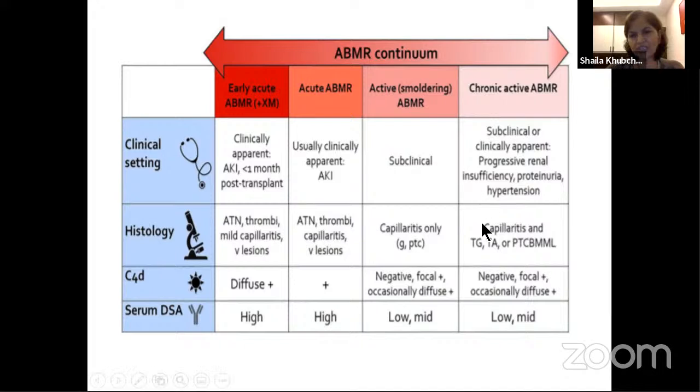Of course, when we reach the stage of chronicity, then it's just the percentage of chronicity that we have. And then we're not really worried about how strong the C4D is and what's happening with the DSA.